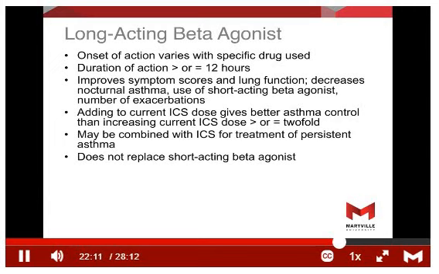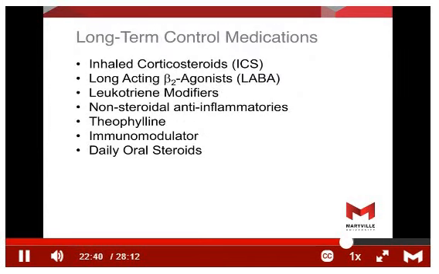So that is something to think about. If you have someone on a low-dose inhaled corticosteroid, if you add on a LABA with that, if they need it, that does better control than just increasing the inhaled corticosteroid. And like I said, they may be combined with your inhaled corticosteroid for treatment of persistent asthma. It does not replace, though, the short-acting beta agonist. Like I said, every asthmatic should have a short-acting beta agonist on their medication list.